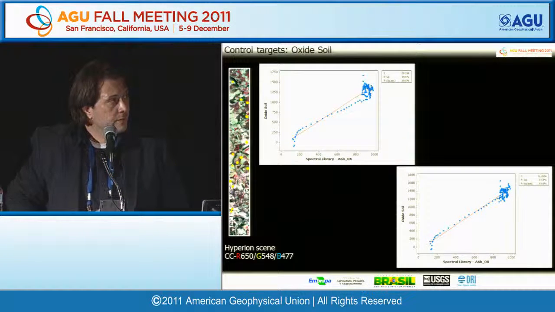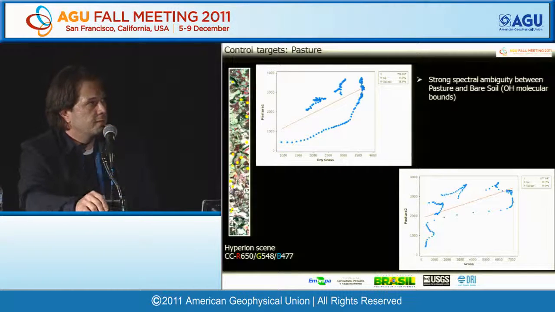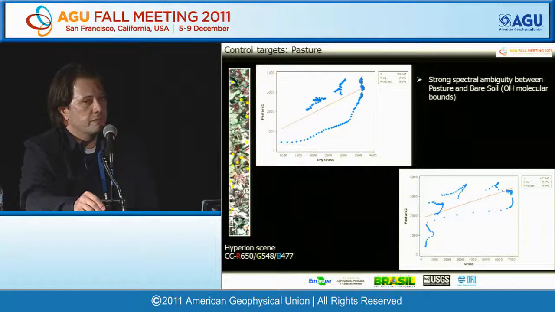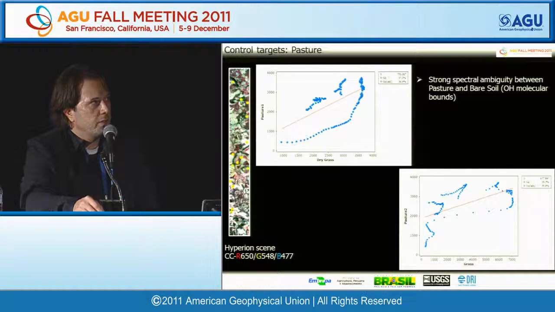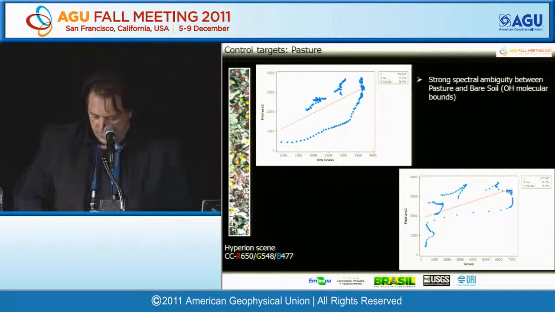Here I have one more. Here is my deception, because the initial hypothesis was to try to separate grass or pasture, because degraded pastures are so important to the carbon balance, and the misclassification with the bare soil is very high. At this moment we can't separate pasture and bare soil, mainly due to OH molecule bonds, because both vegetation and bare soil have this kind of molecule bond. So we'll be trying again.